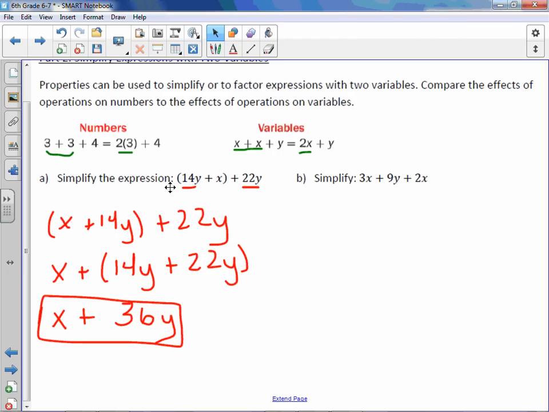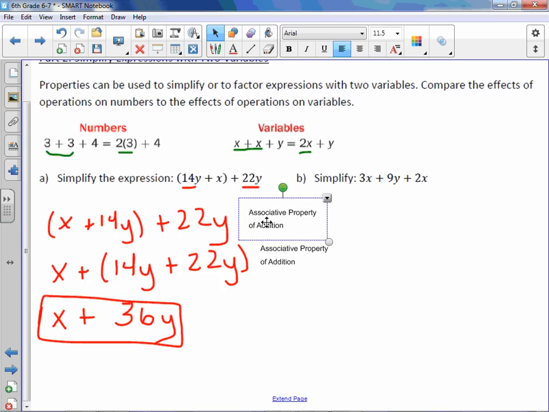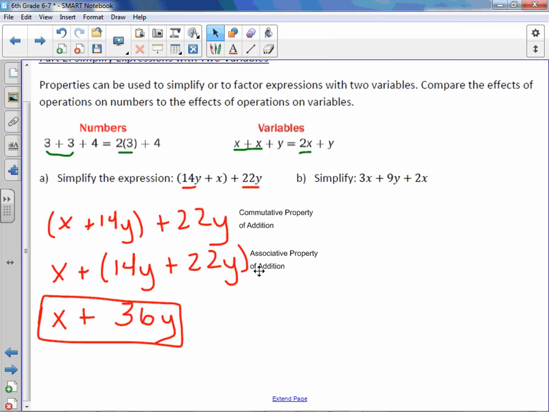And let's just take a moment and jot down those properties here. This one was the associative property of addition. And this one was the commutative property of addition. Okay. Letter B.